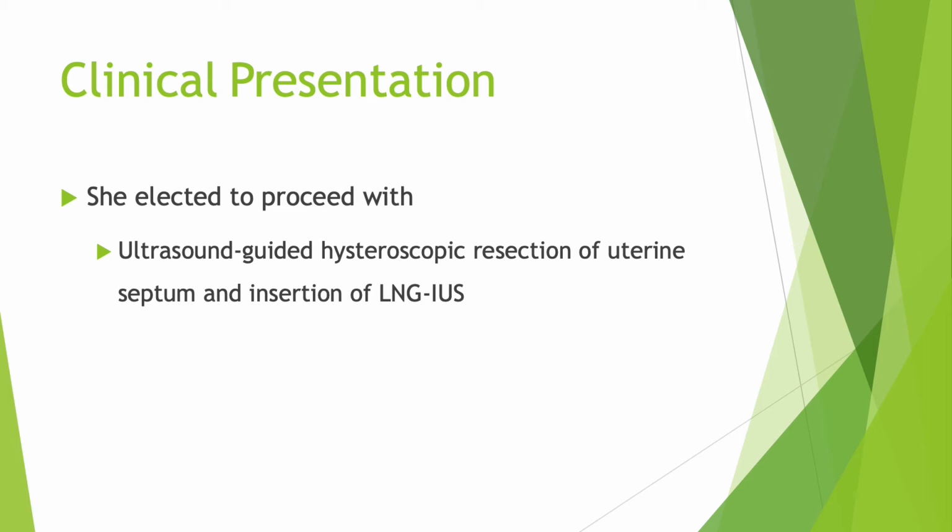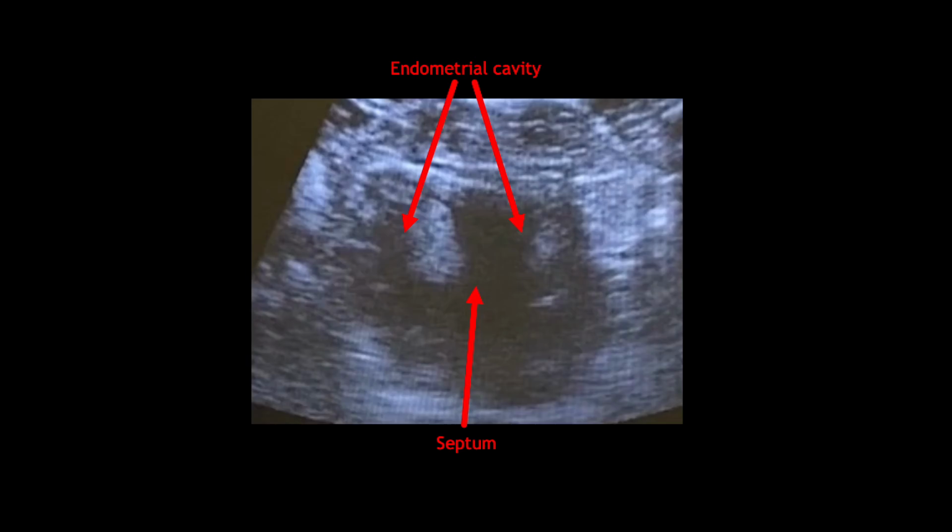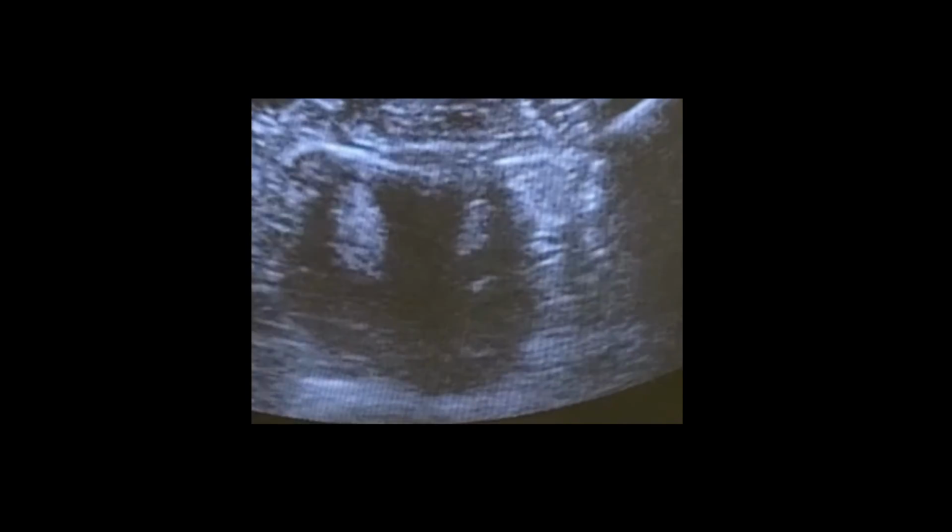After a thorough discussion of the treatment options for her abnormal uterine bleeding, she wished to proceed with an ultrasound-guided hysteroscopic resection of uterine septum and insertion of levonorgestrel-containing intrauterine system. A skilled assist provided ultrasound guidance during the procedure. Ultrasound was used to visualize the uterine septum prior to the procedure and assist with complete resection. A sweep of the uterus in the transverse plane was performed. The division of the endometrial cavity by the septum was easily visualized.